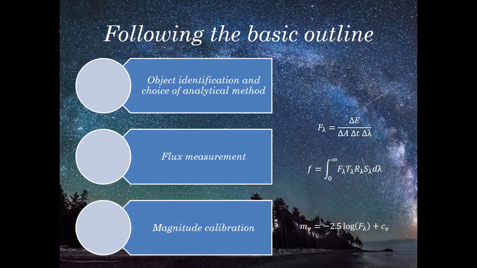And how do you calculate it? The flux as a function of wavelength is the total amount of energy that you receive in that particular wavelength band, divided by the area of the receiver, the area on which the radiation is falling, divided by the time interval in which you are taking that particular observation, divided by the range of wavelengths that you have permitted.